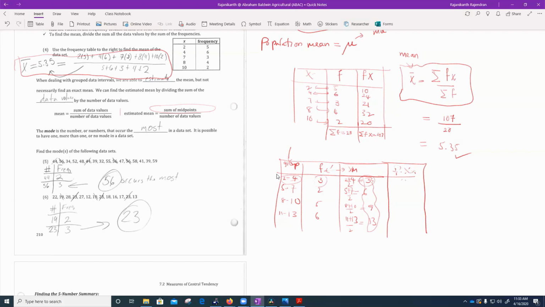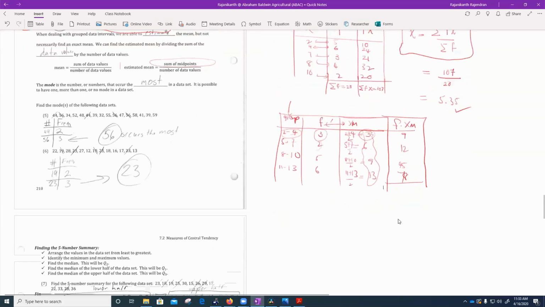3 times 3 is 9. Then here 2 times 6 is 12. 5 times 9, which is 45. And 6 times 13, which is 78. So simply multiply them out. And now you find the summation of f times xm.